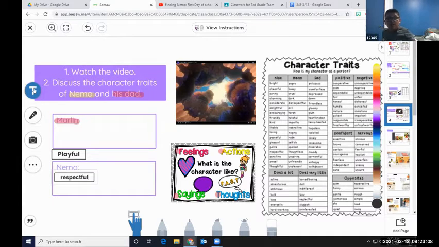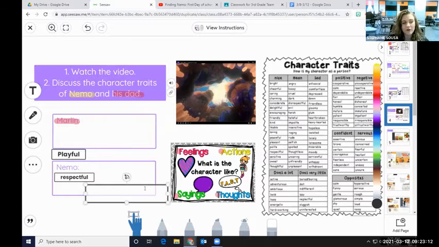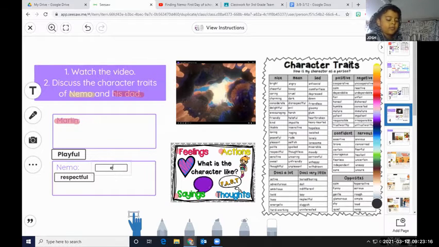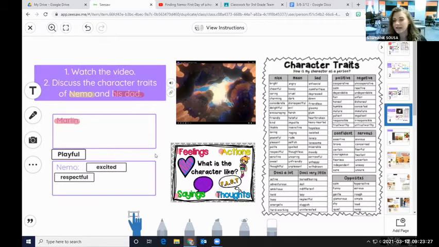Excited. Who's excited, Marlin or Nemo? Nemo. How do you know he was excited? Because he was playing around and being hyper. He was super hyper. He was like, hey, it's time for school. Wake up. Hey, let's go. He was grabbing his dad's fins. He was pulling him up. He definitely seemed excited. And we could tell that by his actions, what his body was doing, and his sayings coming out of his mouth.